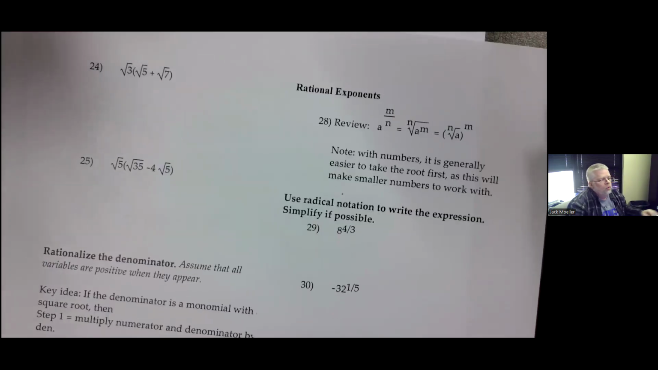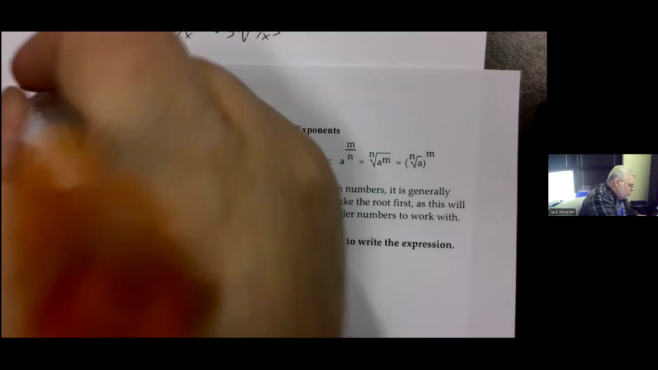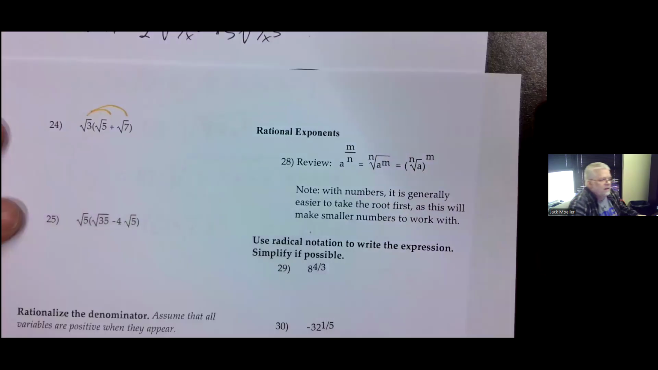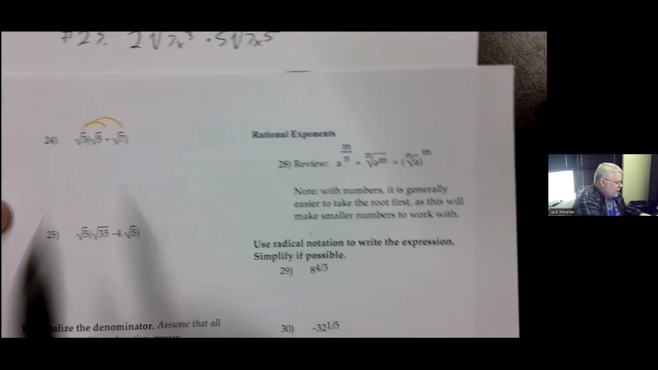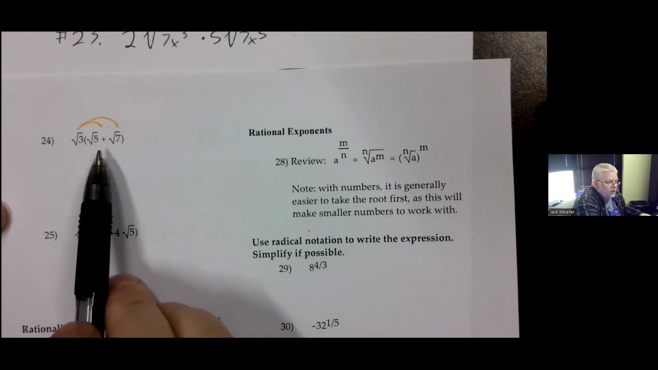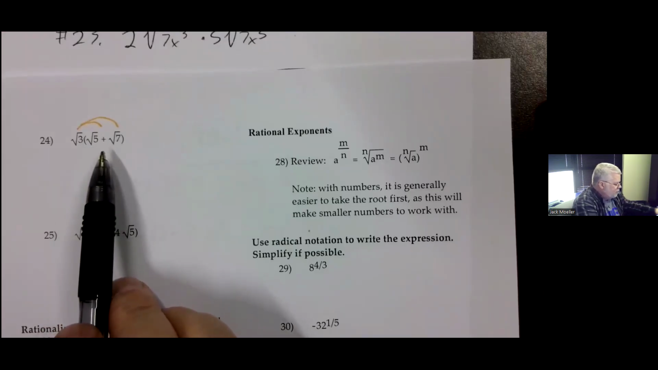What would you do with number 24? The square root of 3, parentheses, square root of 5, plus square root of 7. Well, what kind of problems does that look like? Hopefully that looks like a distribution problem, which is exactly what that is. Inside, we can't add those because they're different numbers inside the radical. And those are both prime numbers, so they're not going to simplify.